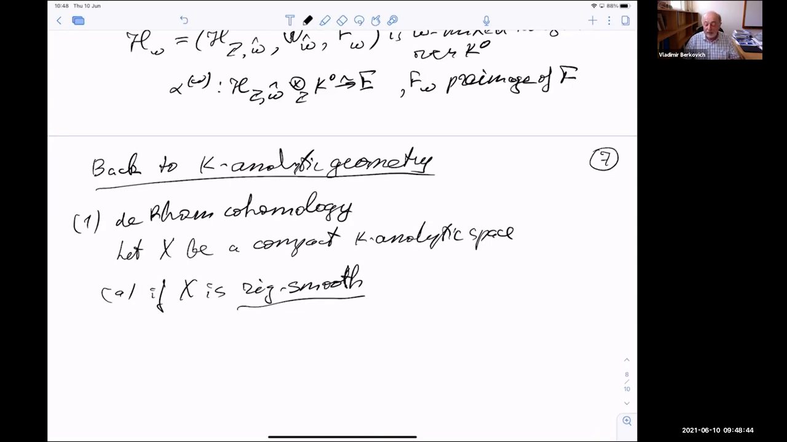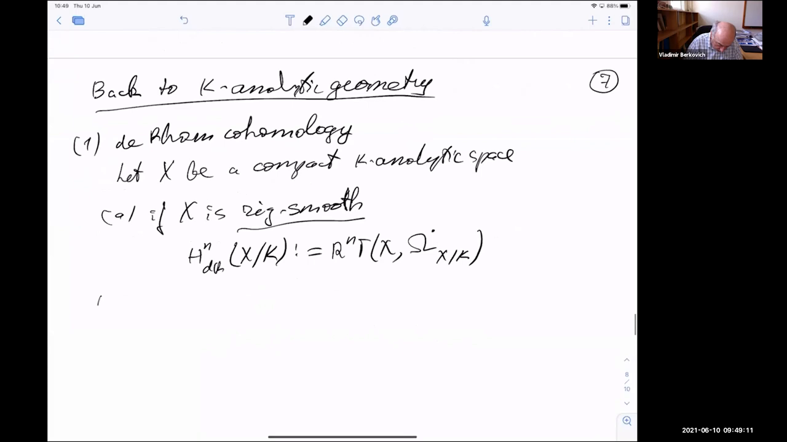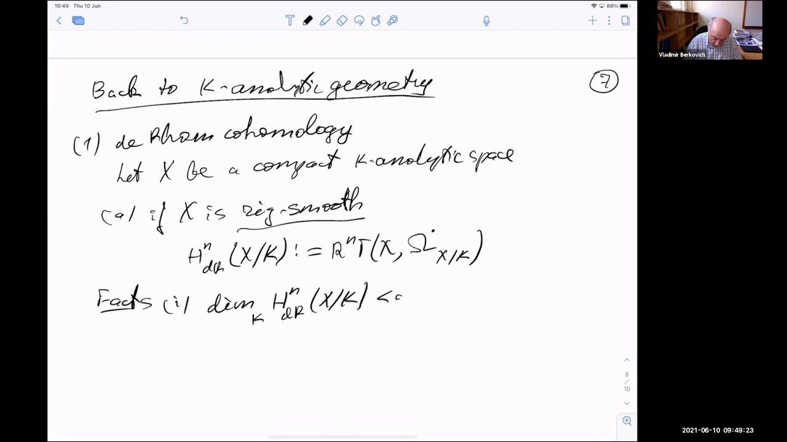And so the de Rham complex is a reasonable object to consider, and the de Rham cohomology for such a space is defined over K as the hypercohomology of the de Rham complex of X over K, the differential forms of X over K. And so, facts. First of all, this space has finite dimension over K. It's not evident at all.